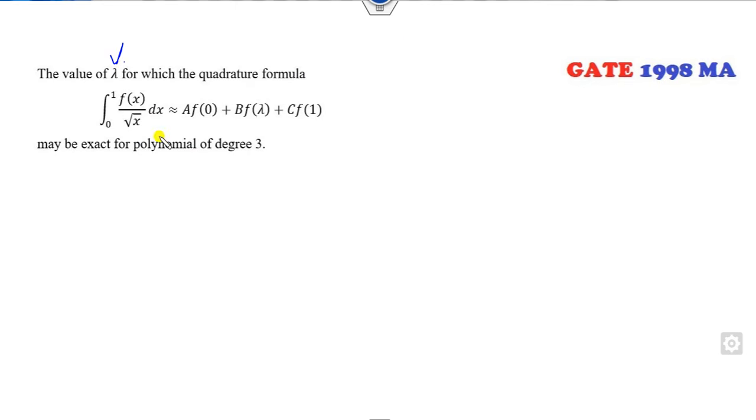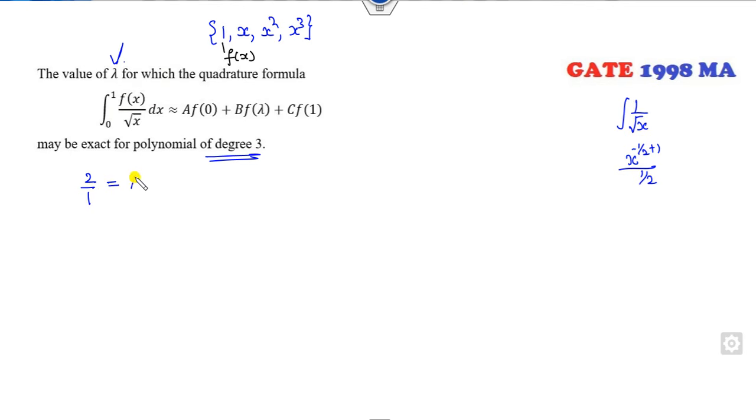Okay, find the value of the lambda for which this equation will be exact of degree 3. So bases are here. Now let's start with this. If I first take f of x as 1, then if I substitute here, it will be 1 by root x. So what is the integration of this? Minus half plus 1 over here, so it is 2 over 1. This is a plus b plus c.